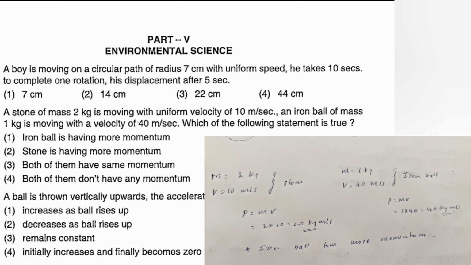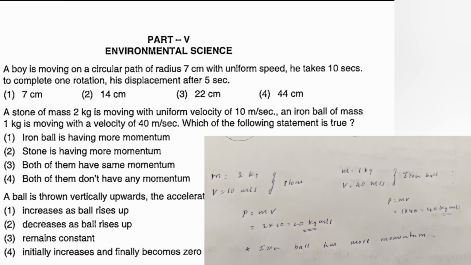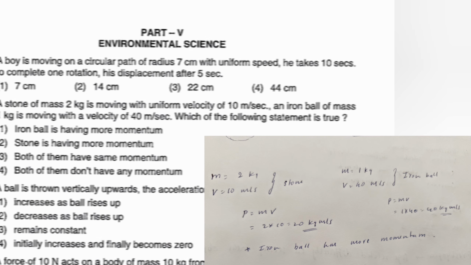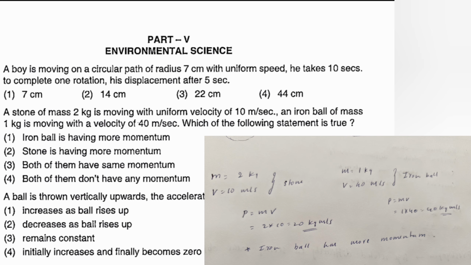You know that the formula of the momentum P is equal to the product of mass and velocity. First calculate for the stone. The mass is 2 kg and the velocity is 10 meter per second. So we get momentum as 20 kg meter per second. Similarly, calculate for the iron ball. So you will get 1 into 40, that is 40 kg meter per second. So the iron ball has 40 kg meter per second as momentum. So the answer is the iron ball has more momentum.